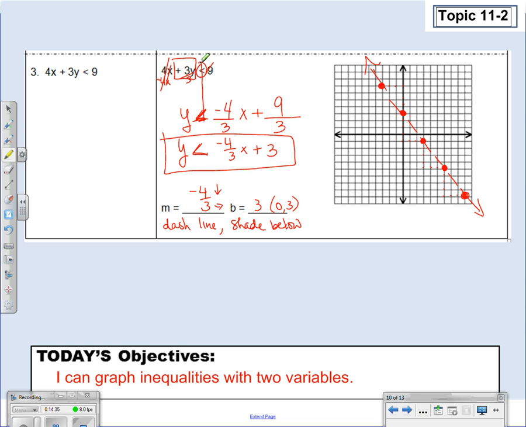To do the shading, start at the y-intercept. We are less than, so we're shading below that point. So everything below. When you're making your shading, please do it lightly. Enough to see that it's changed, but not too dark.